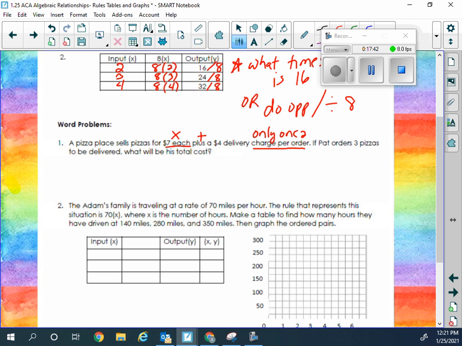Okay. So now, if Pat orders 3 pizzas to be delivered, what will be his total cost? Well, if it's $7 for each pizza, first of all, that would be $7 for each pizza. Do we know how many pizzas at first? We don't know how many right at the beginning. We're just trying to make an expression. It would just be times each pizza, correct? And then we're going to add his $4 delivery charge. Okay, that is called an expression.